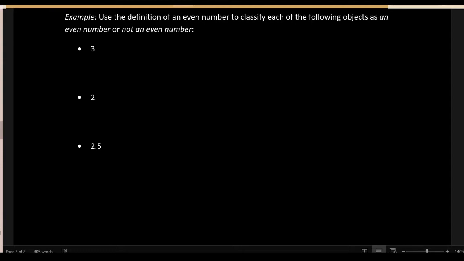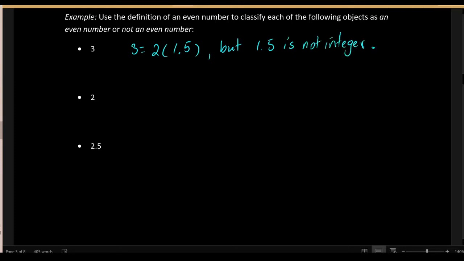So for example, we have the number 3. We can say for sure that 3 is not an even number because 3 is equal to 2 times, not an integer, but 3 is equal to 2 times 1.5. But 1.5 is not an integer. It's not a whole number. So because the property is not satisfied, we can say for sure that 3 is not even. Three is not an even number.